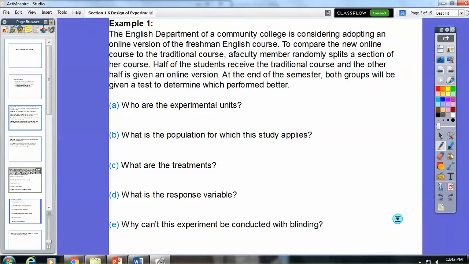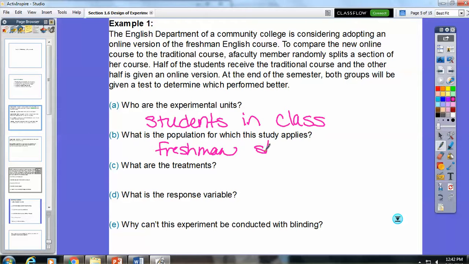Alright, so what's the experimental units? Students in the class. Population for which this study applies. Right. Basically, the freshmen in the English course, right? Okay. What is the treatment?